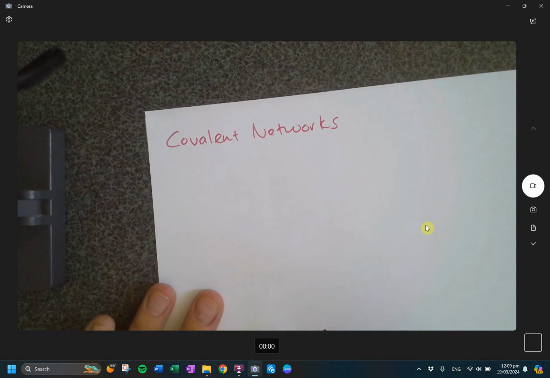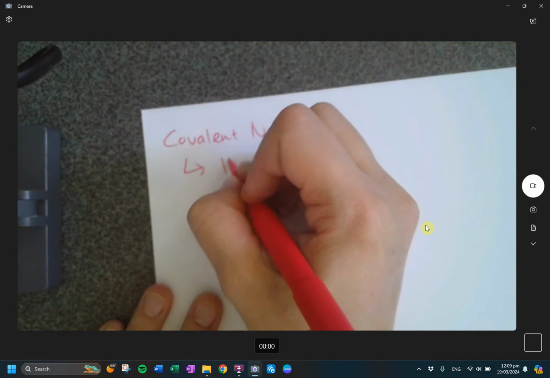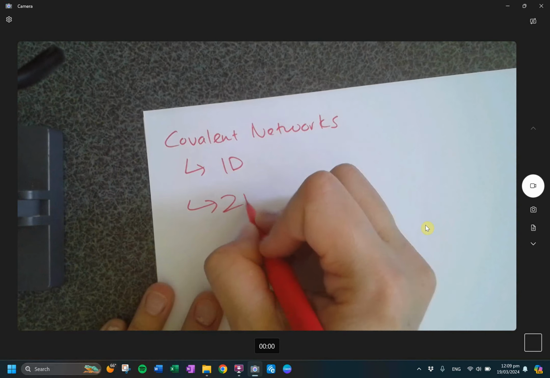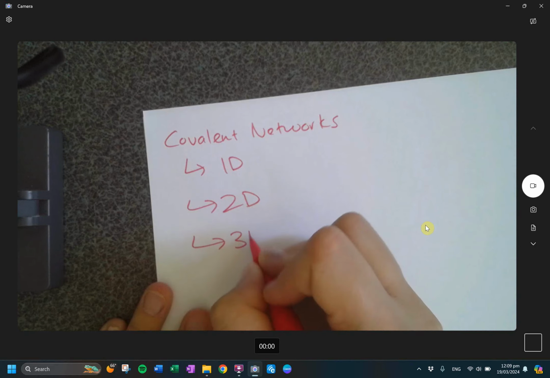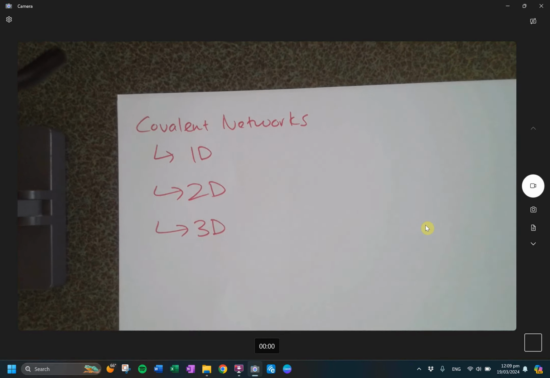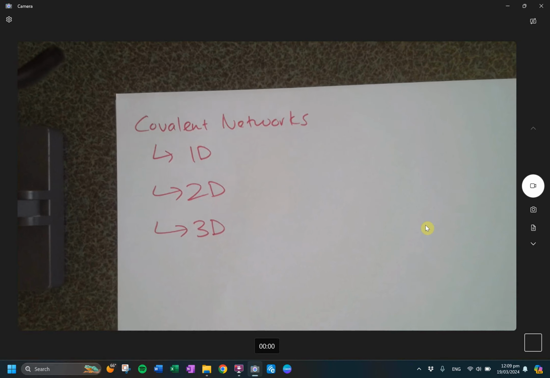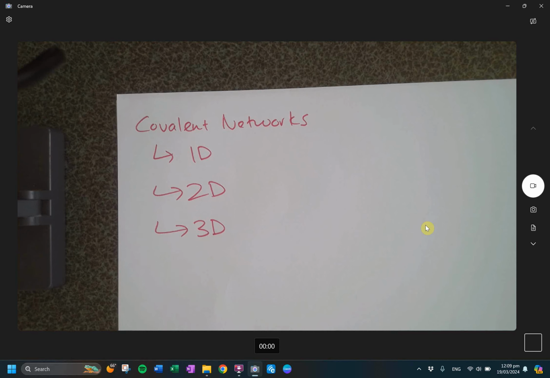And these fall into one of three categories. You have the 1D, the 2D, and then the 3D. So they're going to have very different properties depending on what we are talking about, and it does parallel when we talk about dimensions.